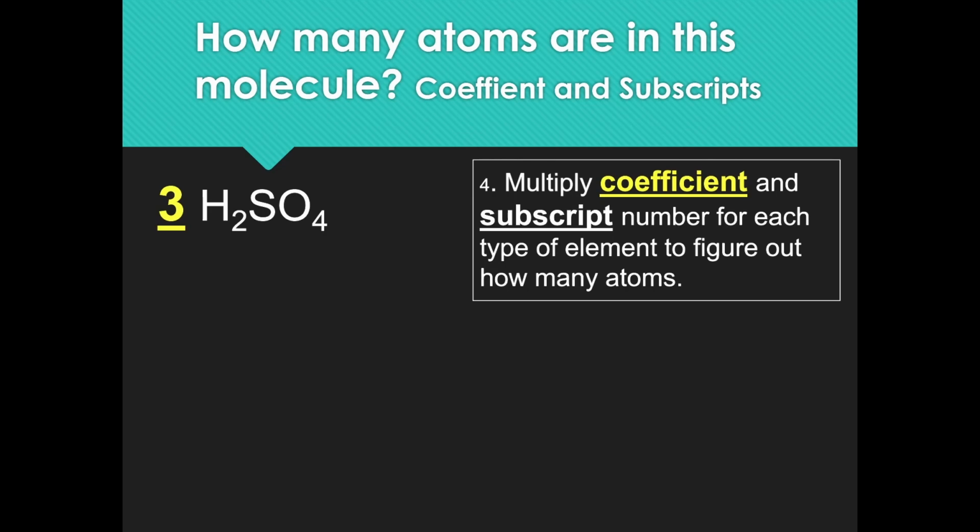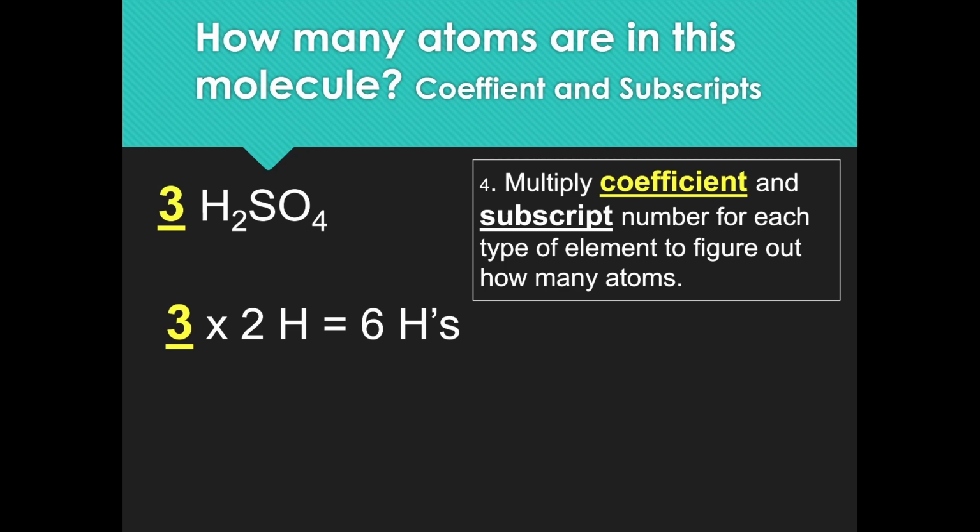And now for those of you who went way too far ahead, here we are. Now you want to multiply the coefficient and the subscript number for each type of element to figure out how many atoms there are total. There will be a way we describe this, and that is how many atoms, not how many of an element, not how many of a molecule. So now is when you go ahead and multiply.